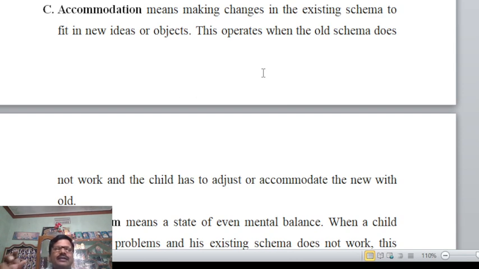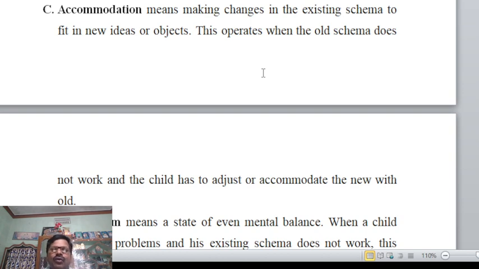Try to relate the new situation with the prior knowledge or prior experiences. But accommodation means making changes in the existing schema to fit in new ideas or situations. When we fail to assimilate the new situation with the prior experience or prior knowledge, we try to fit the new ideas or objects with the existing schema.